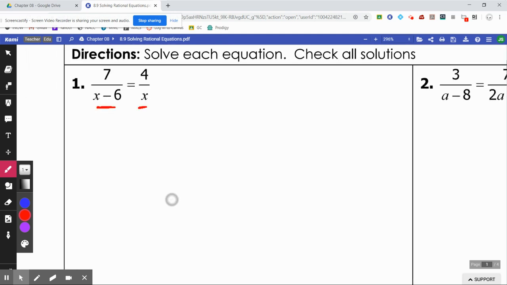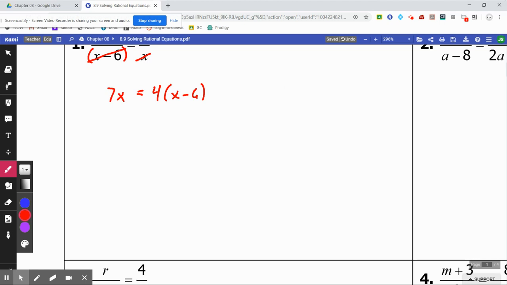Number one, now we're going to obviously solve this with proportions because it already is a proportion. It's a fraction equal to a fraction. So what we're going to do, we're going to get rid of our x minus 6. We're going to move it over to the other side by multiplying. So now we have 4 times x minus 6. We're going to get rid of the 7 by moving it up here by multiplying. So now we have 7x. And now it's just a linear equation.